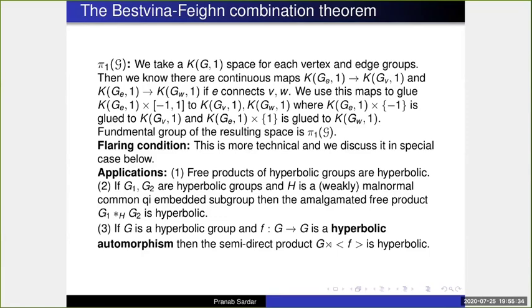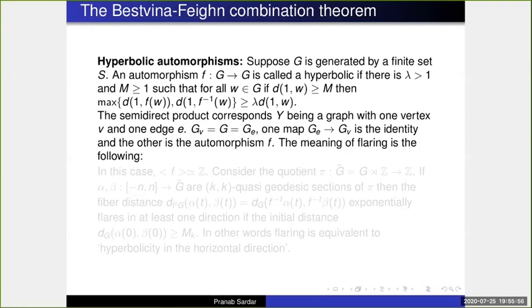So Bestvina-Feighn defined what is called a hyperbolic automorphism of a group. Given a group G and some automorphism f, if I have a hyperbolic automorphism, then the corresponding semidirect product is hyperbolic. I'll quickly explain what it is. Suppose G is generated by a finite set S, with some automorphism given, small f. It is called hyperbolic if there is a constant lambda bigger than 1 and M bigger than or equal to 1 such that if I take any element W of G with the distance from identity to W bigger than or equal to M, then the maximum of d(1, f(W)) and d(1, f inverse(W)) will be bigger than or equal to lambda times d(1, W). So at least f or f inverse will take W to some element which is farther away from the identity. This is the flaring condition.